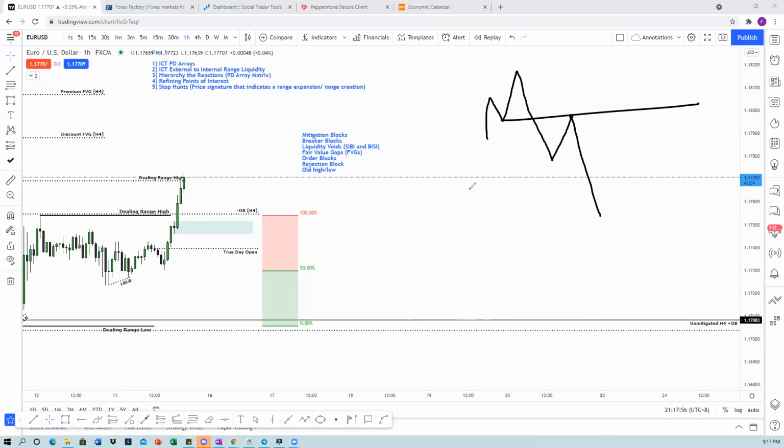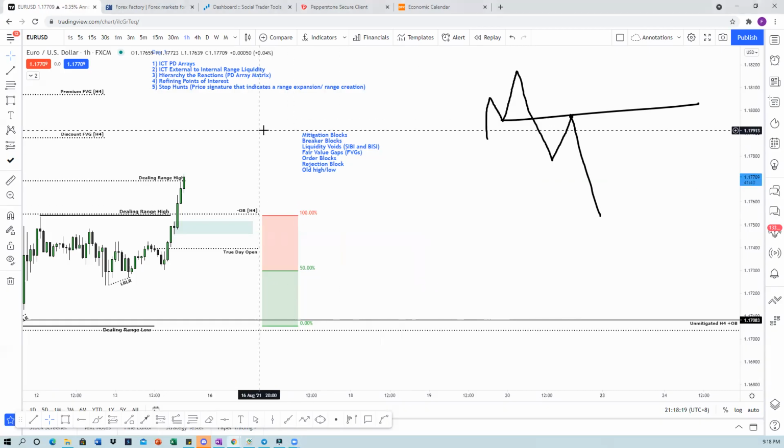Now the question is, what's the context? Even for a bullish breaker, this move down is obviously going into a PD area. When you know that it goes into a PD array, there's your context. The breaker is definitely going to work and price is going to go up. That's how these things work. They work under context, not just by themselves.